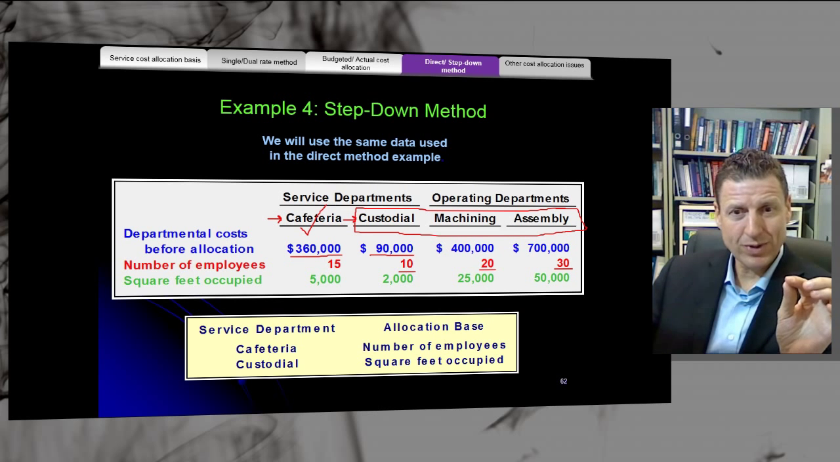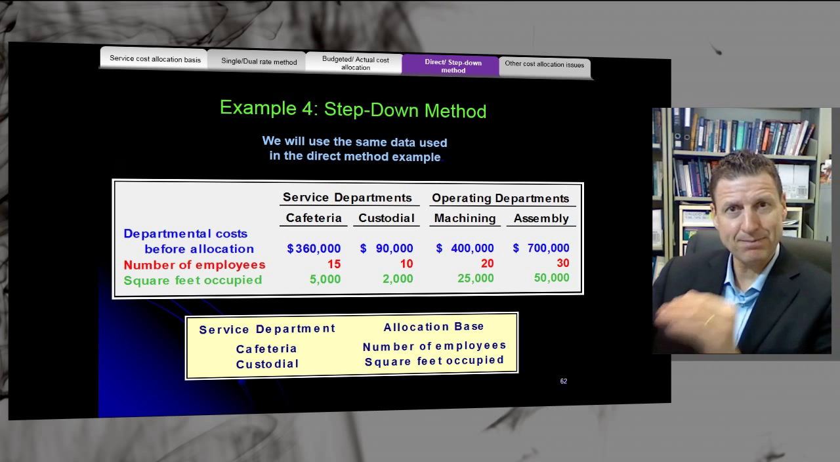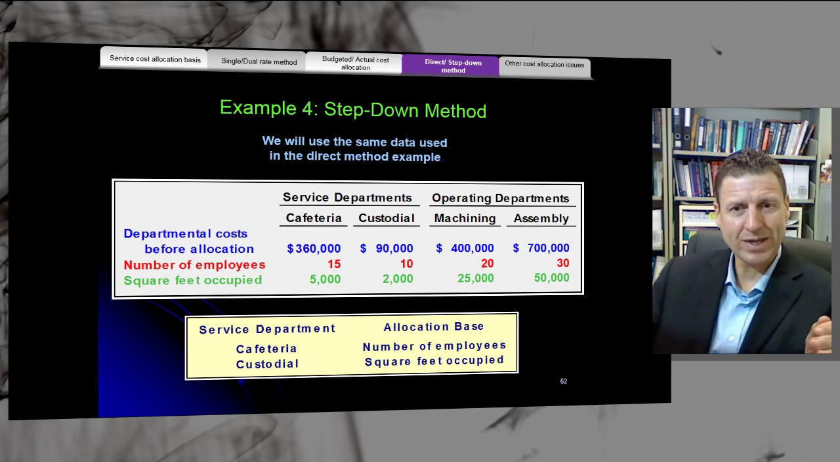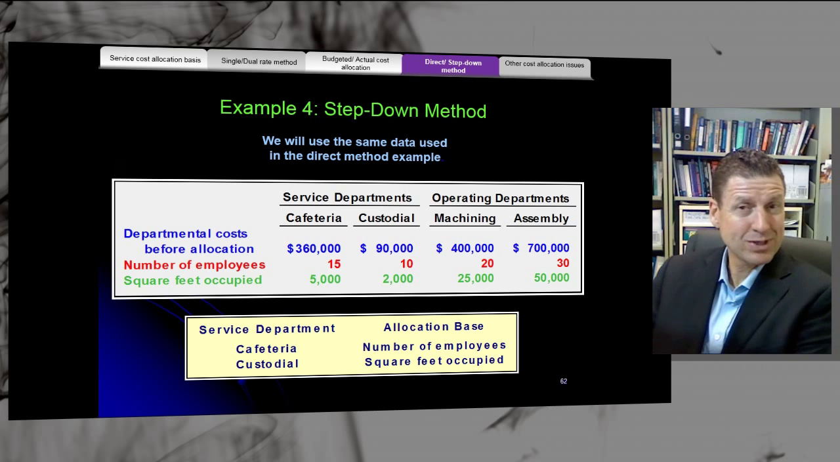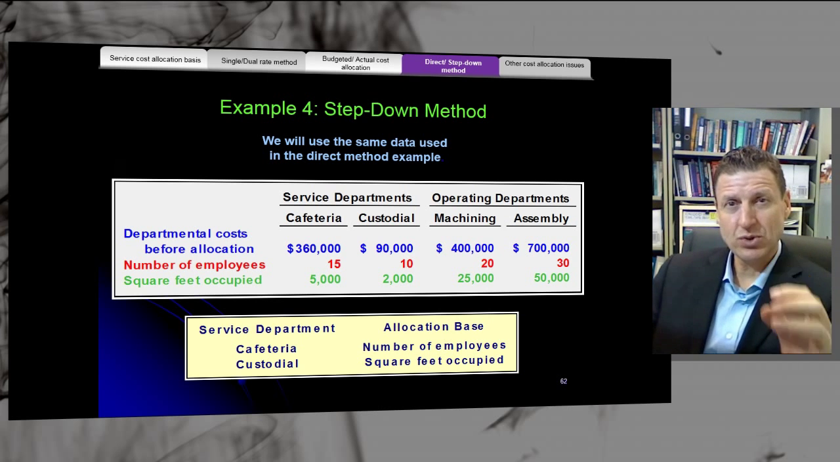But with the step method, we've got to go one step further. Once we allocate this 360,000 to custodial, we're going to add that allocation to custodial to the 90,000, and then we're going to allocate that total remaining in custodial to machining and assembly. That's what we mean by step down method. Custodial has to wait until it gets an allocation from cafeteria, then we can allocate it to machining and assembly. You get the point, don't you? So let's go to the calculations, which are probably already worked out, but the important thing here is to just get the intuitive sense of what is the flow and what you have to do.